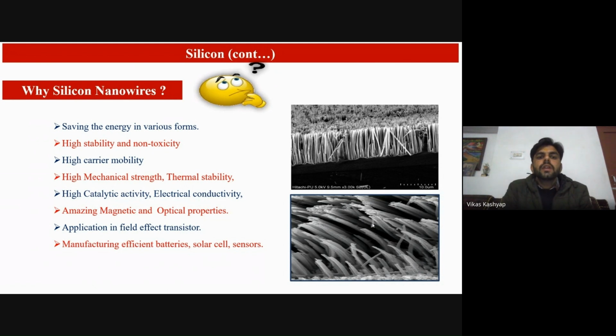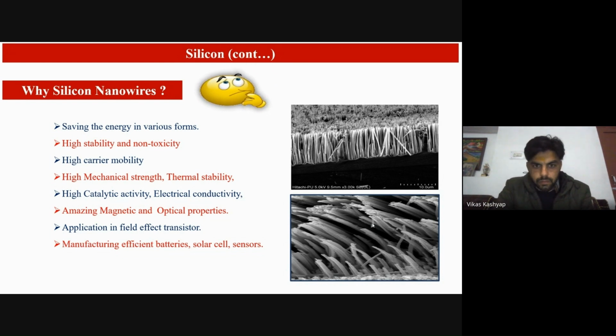So, what is the need of the silicon nanowire now in the nanotechnological industry, or the new nano era? It saves energy in waveless form, with high stability and non-toxicity, high carrier mobility, high mechanical strength, thermal stability, high catalytic activity, electrical conductivity, magnetic and optical properties, with applications in field effect transistors, as well as manufacturing efficient batteries and solar cell sensors. On the right side of the presentation are the FESEM images of the silicon nanowires, and these are fabricated by us.